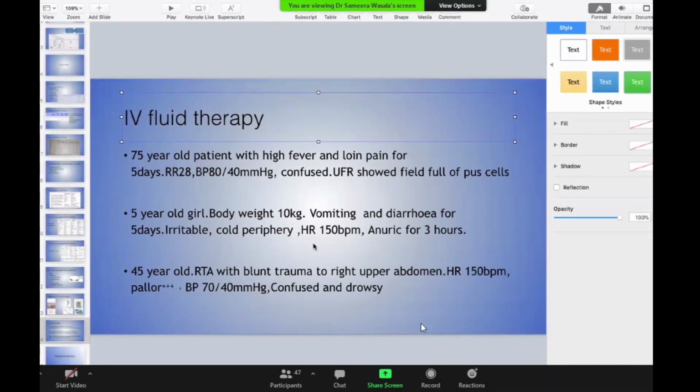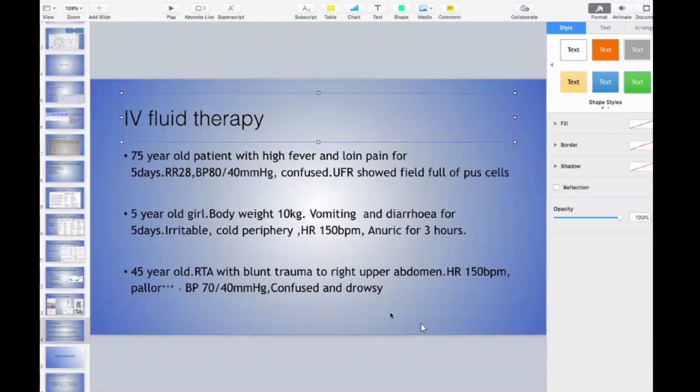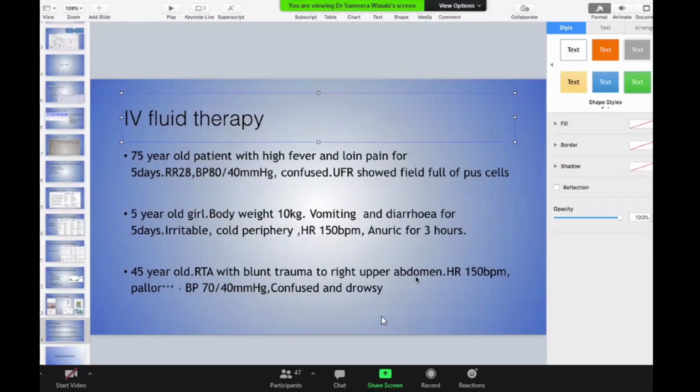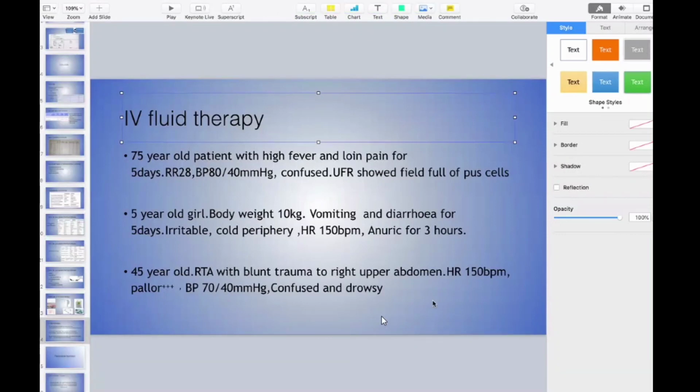The next case is a 45-year-old RTA patient with blunt trauma to the right upper abdomen, who is tachycardic and hypotensive, with severe pallor. What is the reason for hypotension here? Hemorrhage. Blunt trauma to the right upper abdomen is most likely an injury to the liver, which is why the patient is severely pale, tachycardic and tachypneic.